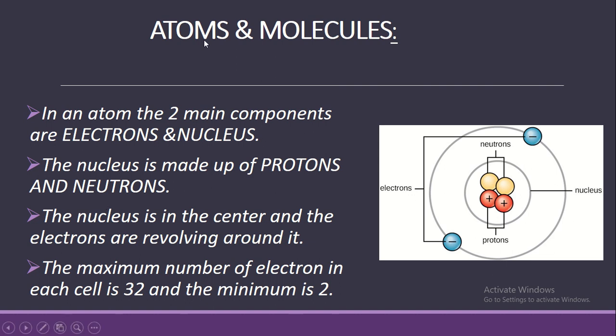Now we are moving to a new topic, atoms and molecules. In this diagram you can see electrons. There are two electrons, 1, 2, and this is the nucleus. The nucleus is a small one, and these are the neutrons, and these are the protons. Here you can see protons are positive, electrons are negative, and neutrons have no charge.